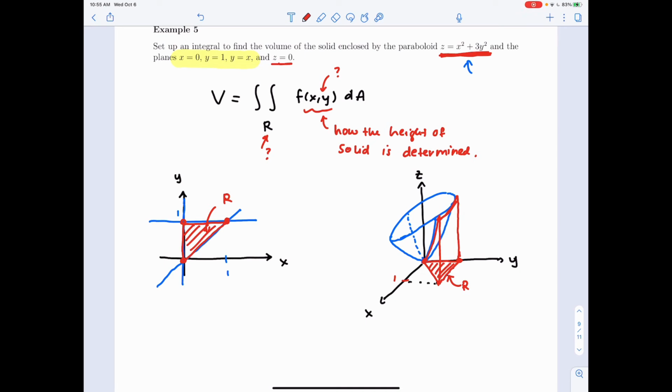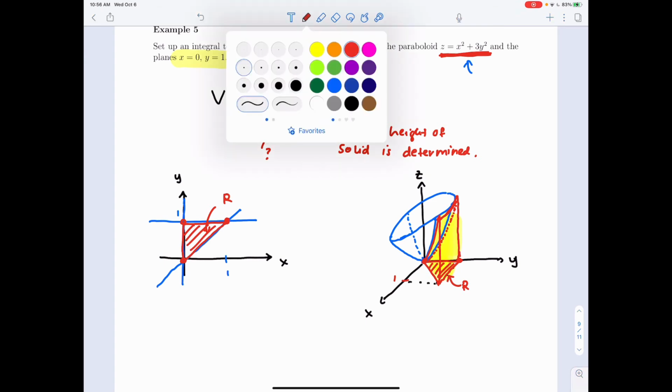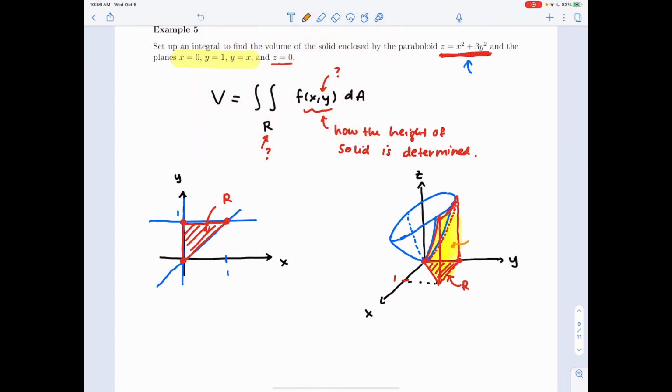And the space that I get here, it's kind of like I've taken a triangular prism and scooped out part of it. And the solid that remains after I've removed that scoop is the solid that I want the volume of, and that's exactly this space. So we want to find the volume of this solid.